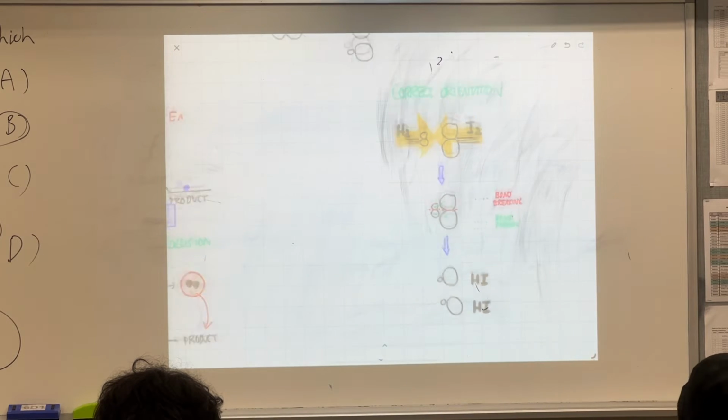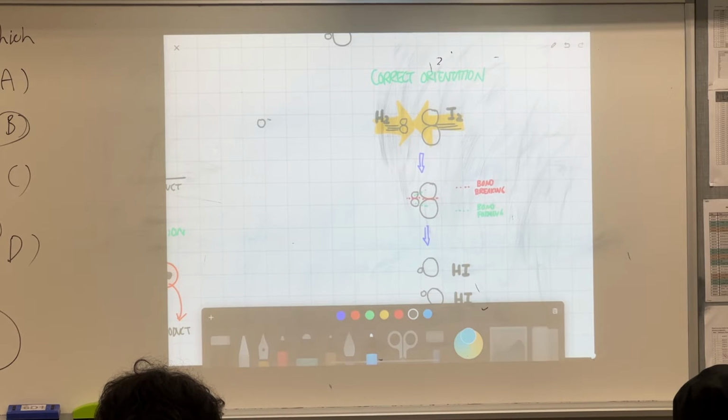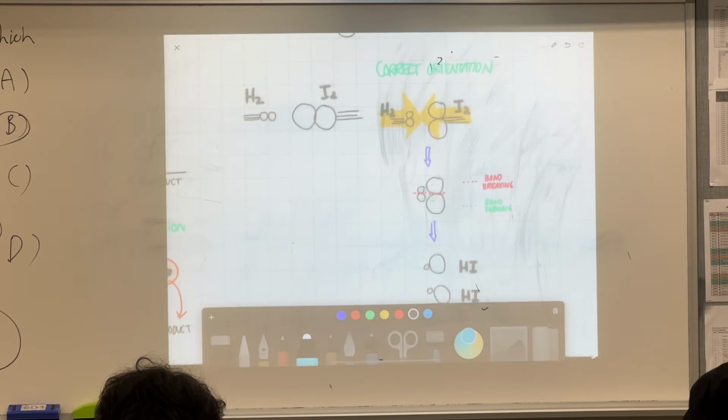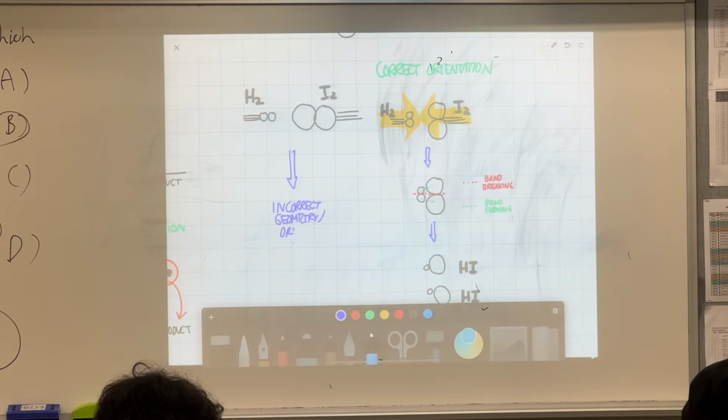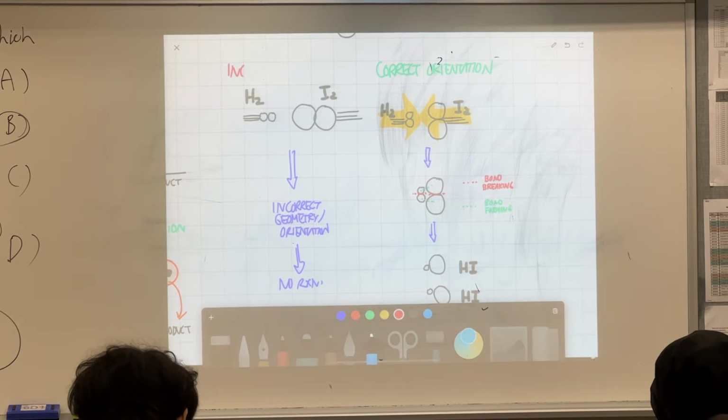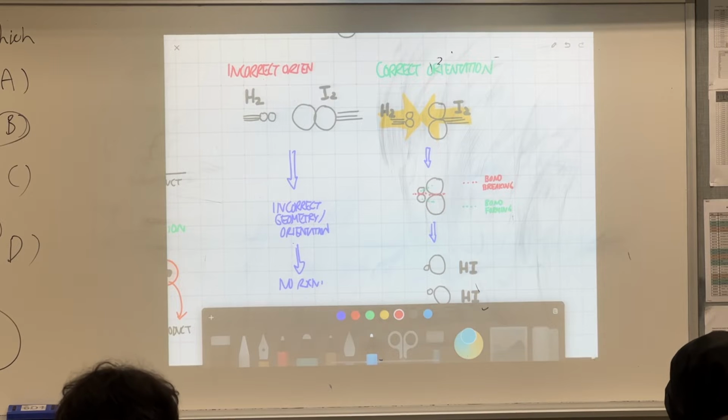What is an incorrect orientation? This will be an incorrect orientation. Like this. So what is wrong with this orientation? If they collide this way, only one HI bond can form, right? Can you see? This is an H, this is an I. When the H2 and the I2 collide this way, yes, an HI bond can still form, but it can only form between this I and this H, not between this H and that I. So therefore, we say this is ineffective collision. We will not have a product. So incorrect geometry or orientation means no product will result, so no reaction.